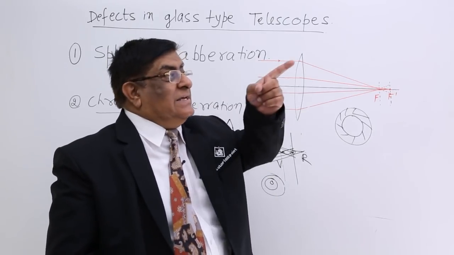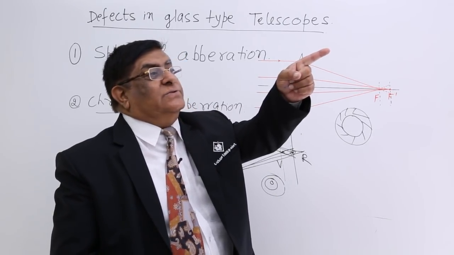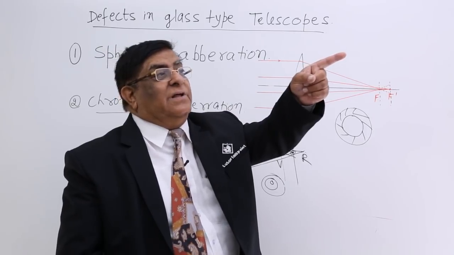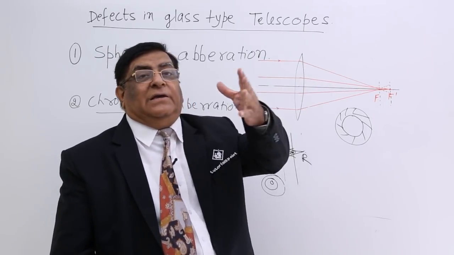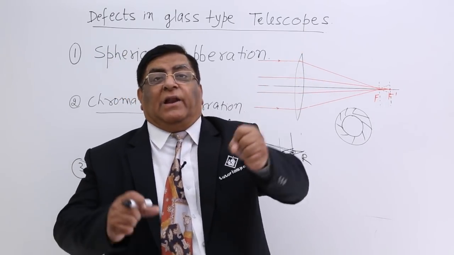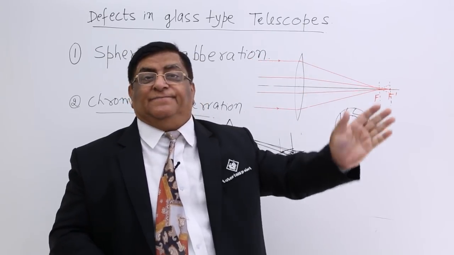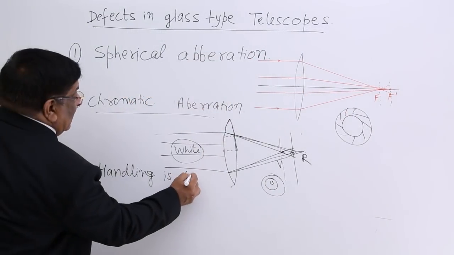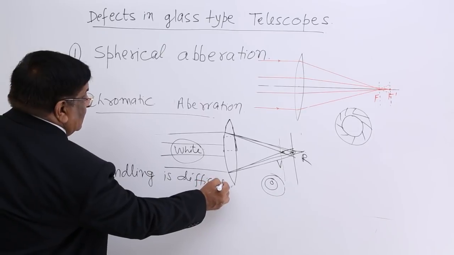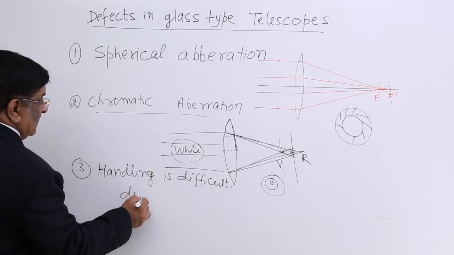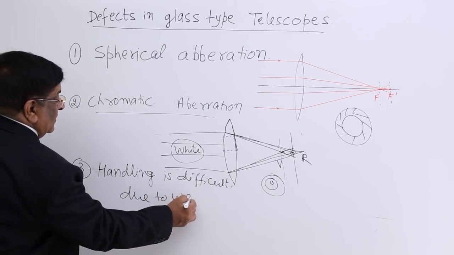If a scientist is seeing a star and he wants to see the neighboring star, he cannot move it manually. He will have to drive motors to move it. So handling is difficult due to weight.